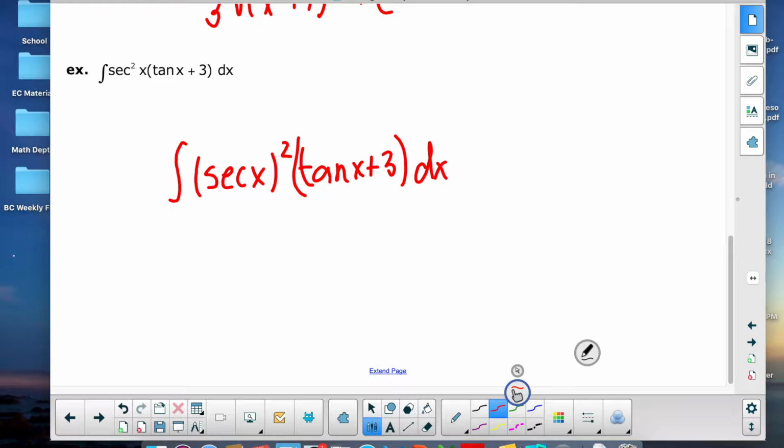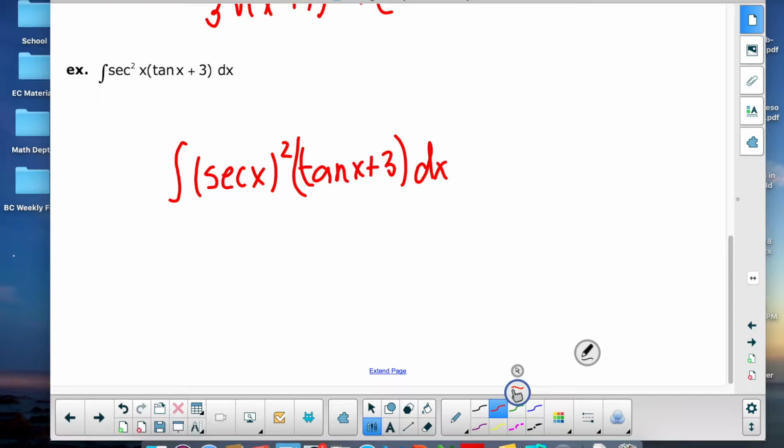Anybody remember the derivative of secant x? It's secant x tangent x. Okay, what's the derivative of tangent x? Secant squared, because it's on my pink sheet and I can always access it there. So if I take the derivative of tangent x plus 3, I'm going to get secant squared. Isn't that what the other one is? Yes.